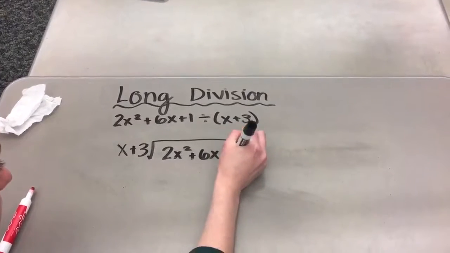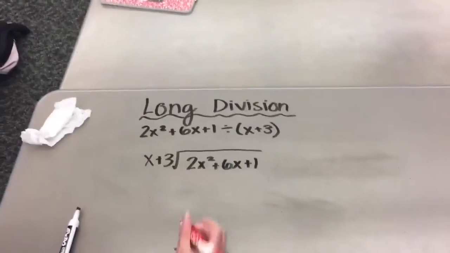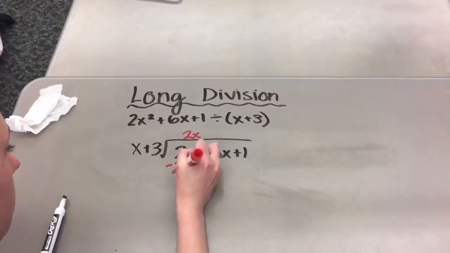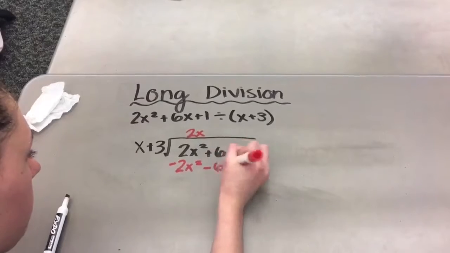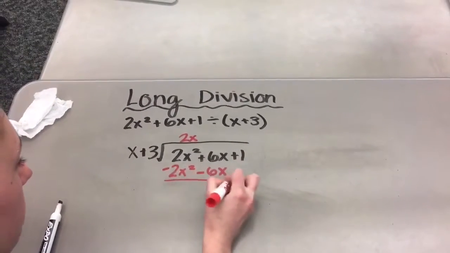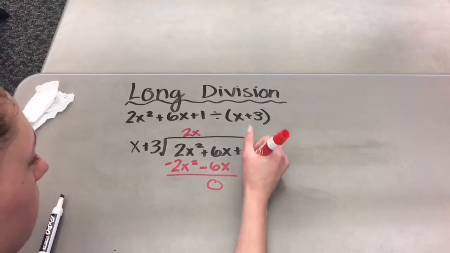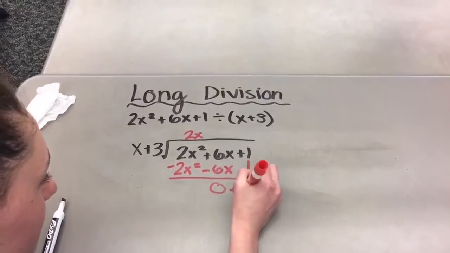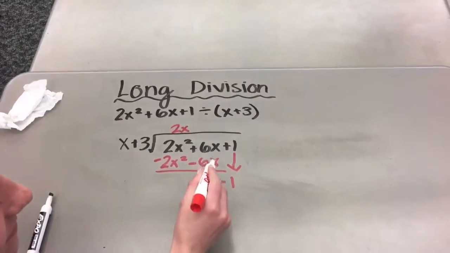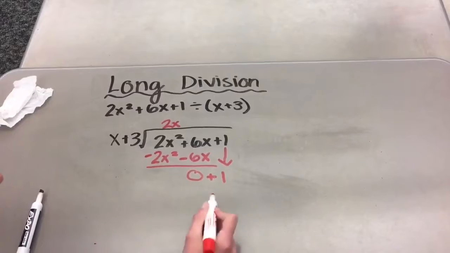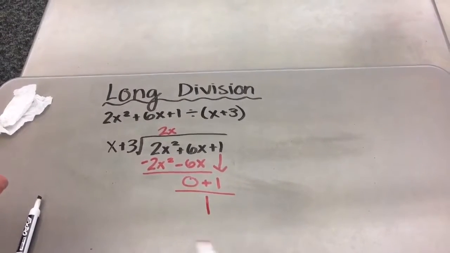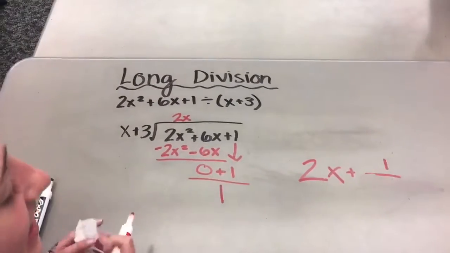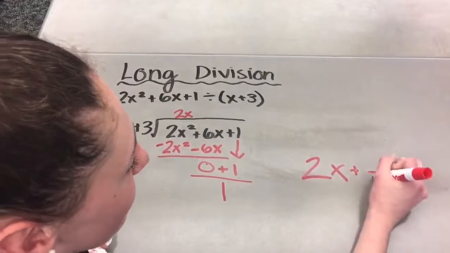Your first step is to find a value to multiply with x to cancel out 2x squared. In this case, it's 2x, so you multiply x and 2x to get 2x squared, and 3 and 2x to get 6x. You subtract those two values from 2x squared plus 6x, and you get 0. You proceed to bring down the 1, which acts as your remainder, and you put it over your divisor. And your final answer comes out as 2x plus 1 over x plus 3.